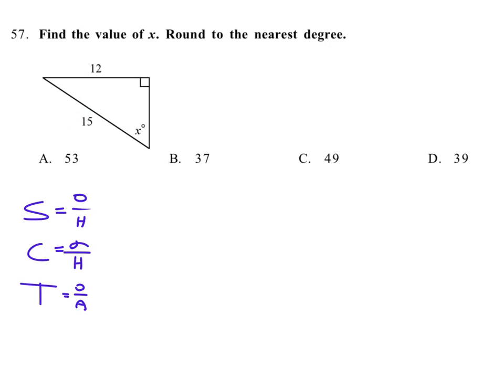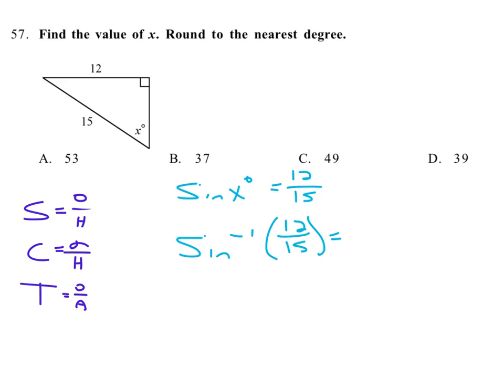Okay? We're going to say the sine of x degrees is equal to the opposite side, 12, over the hypotenuse, 15, which we could simplify, but we don't have to. So if we then want to reverse this process and say we know the ratio, we need to find the angle, then you do the inverse sine of that ratio, and it will give you the angle measure. Make sure that you are in degrees.